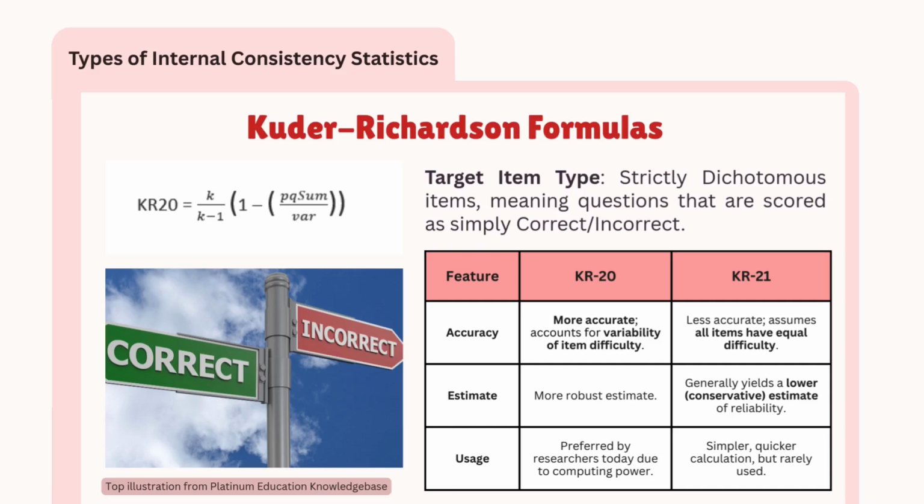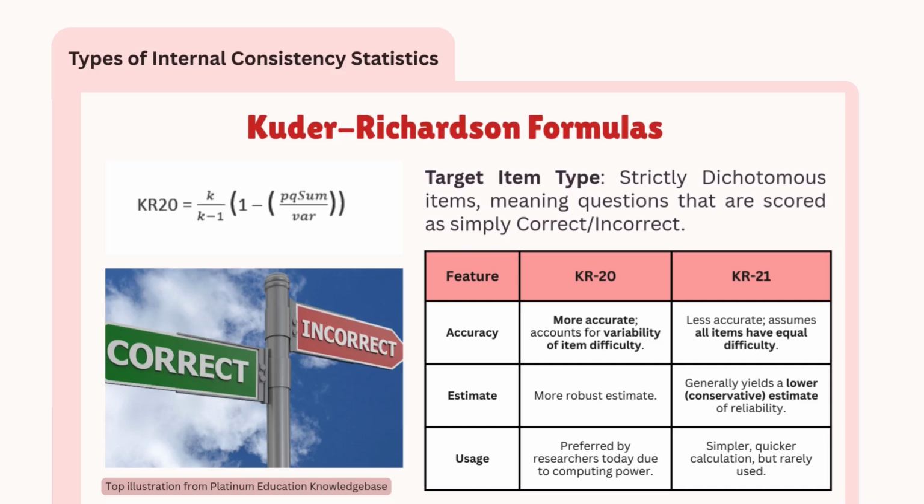So if your test involves rating scales such as the 1 to 5 strongly agree scale, you're better off using Cronbach's alpha instead, which we will describe later on. So as you've noticed, there is KR-20 and KR-21. Both formulas use internal consistency for dichotomous items, but they differ in how much detailed information they use.